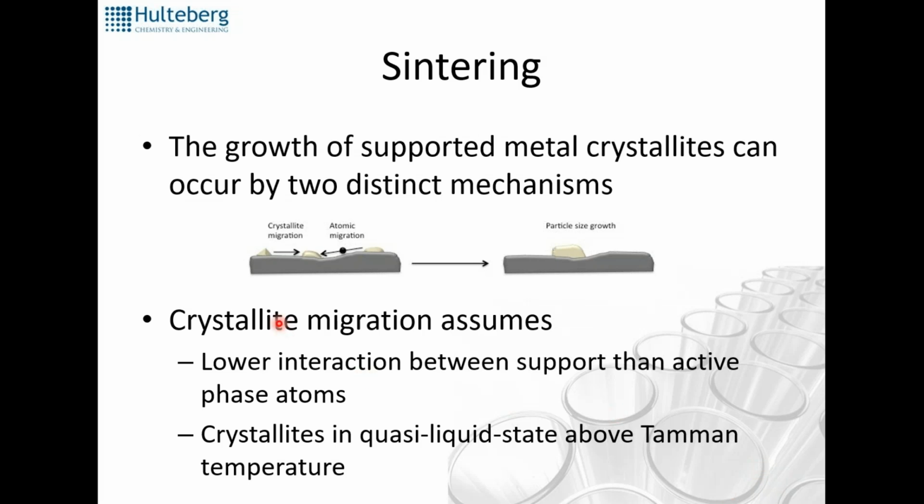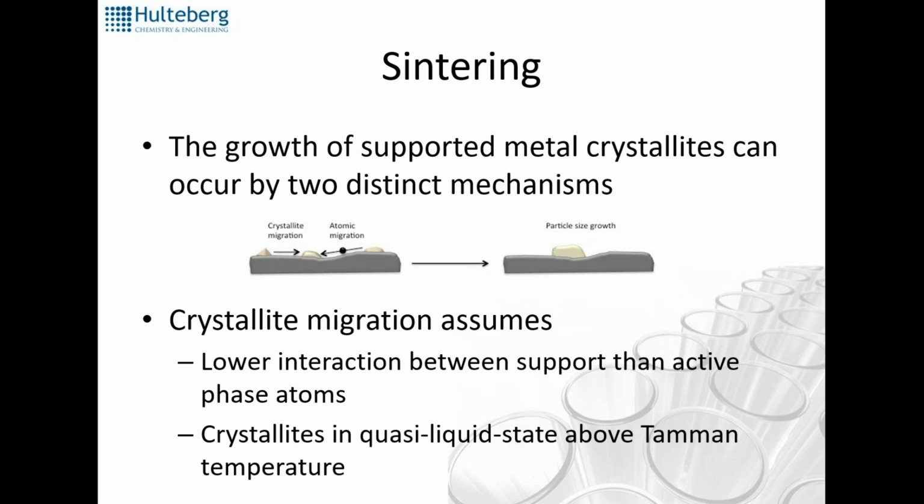And crystallite migration is, again, coupled to the Tammann temperature. So when we have about 40 to 50% of the absolute melting point, we have the crystallites in sort of a quasi-liquid state, and they are more prone to moving. And that's when you see entire crystallites moving around, meeting each other, and combining to lower their energy.